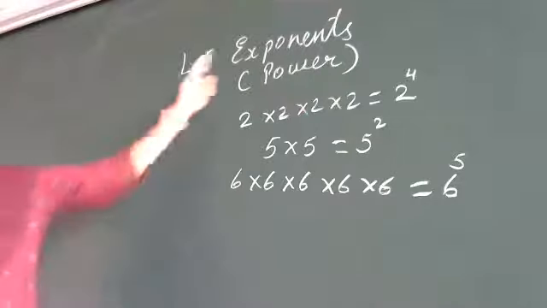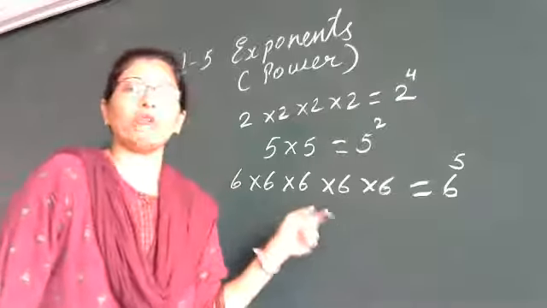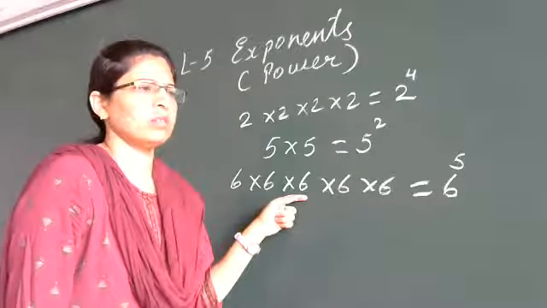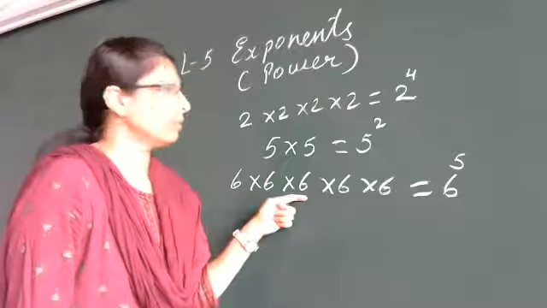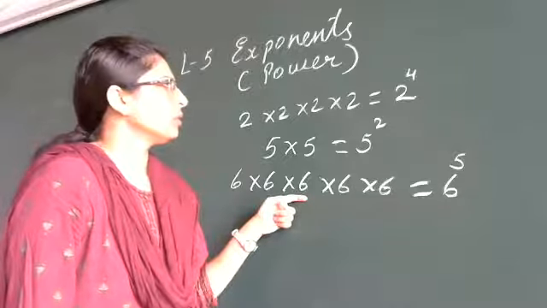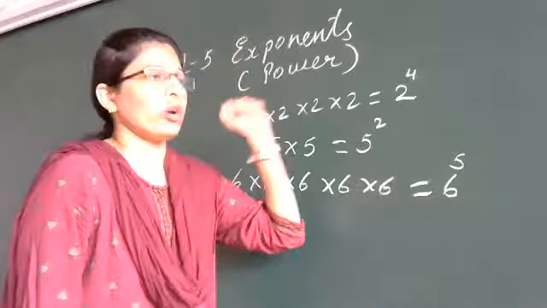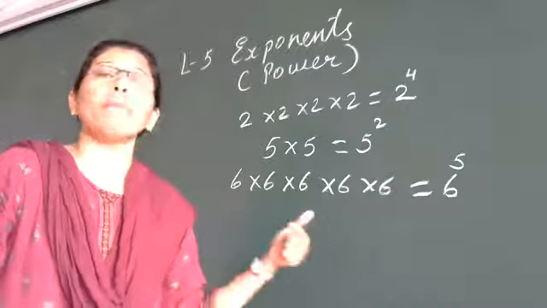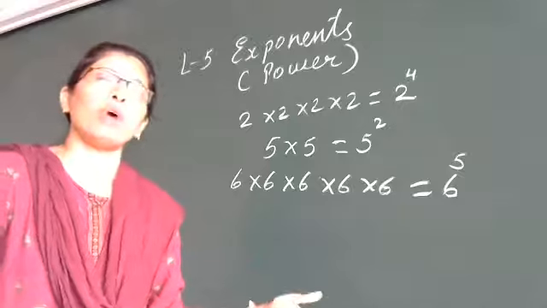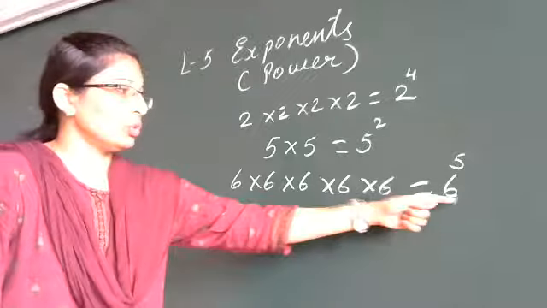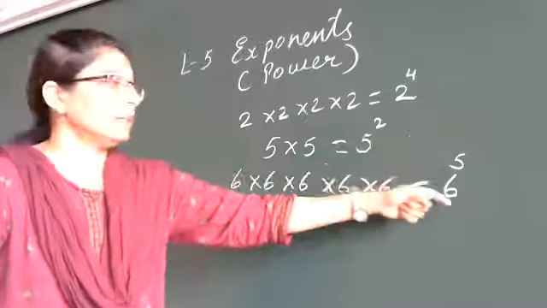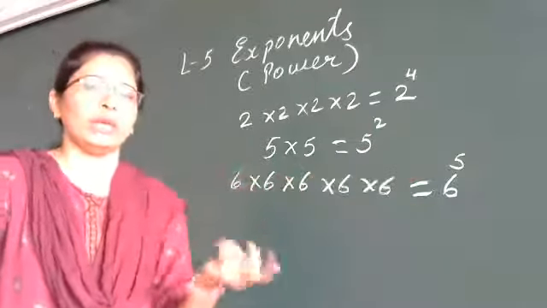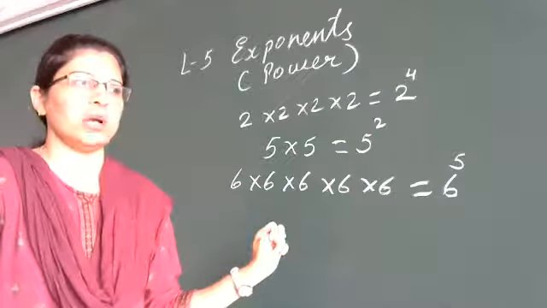So, in rational numbers, by seeing this, we can conclude a formula. Yes, Prashant? Ma'am, 2 into 2 into 2 into 2, what will it be? 2 raised to 4. We can say 2 raised to 4, or 2 to the power of 4. And 6 raised to 5, we can say 6 raised to 5, or 6 to the power of 5. Like this also, we can say it. Yes, Suraj?